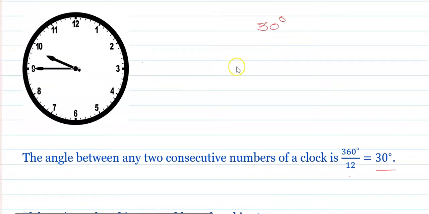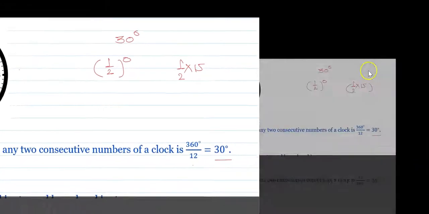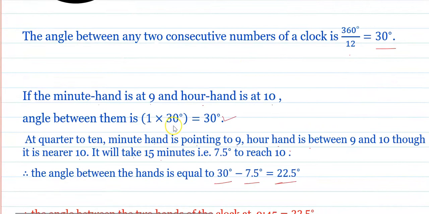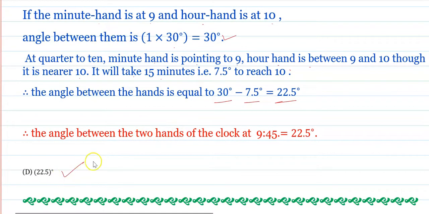आता हा hour hand एका मिनिटात किती अँगल कव्हर करत असतो? It covers 1/2 degree, and therefore in 15 minutes it will cover 1/2 into 15, and that equals 7.5 degrees. म्हणून आपल्याला या 30 डिग्री मधनं 7.5 सबस्ट्रॅक्ट करायचे असतील. Okay, now the next. Therefore, option D is the correct one. And hence the angle between these two hands at 9:45 is 22.5 degrees.